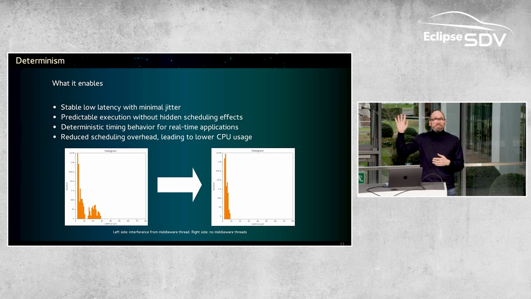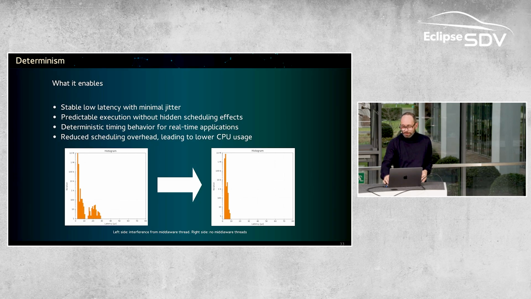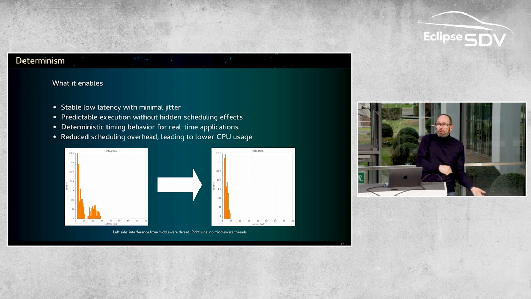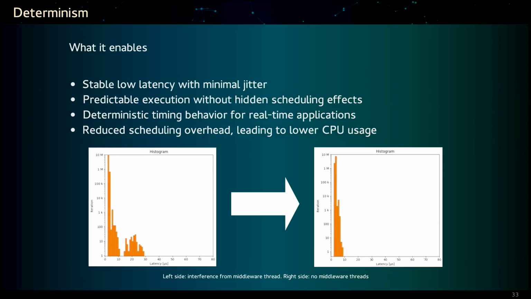In this figure, we see on the left-hand side how interference with a middleware thread can lead to latency spikes. On the right-hand side, if there's no interference with such middleware background threads, you have a stable lower latency. And for sure, if you don't have threads inside your middleware, you also have less scheduling overhead, which means lower CPU.